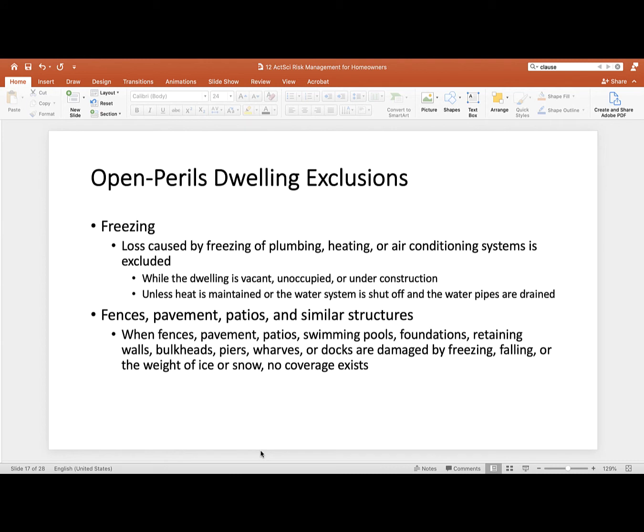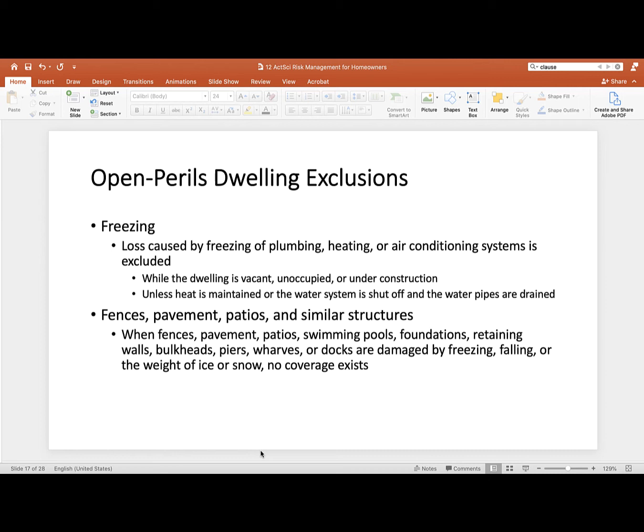So on open perils dwelling exclusions, let's look at a few of the things that are going to be excluded. We've got freezing. Freezing can cause problems with your plumbing, heating, and air conditioning. It's normally only an issue when the property is left vacant or unoccupied, or when it's under construction. When it's under construction, if there are any losses due to freezing, then typically they're not covered, unless, of course, heat is maintained or the water system is shut off before you were not attending the building. So look at your policy wording.